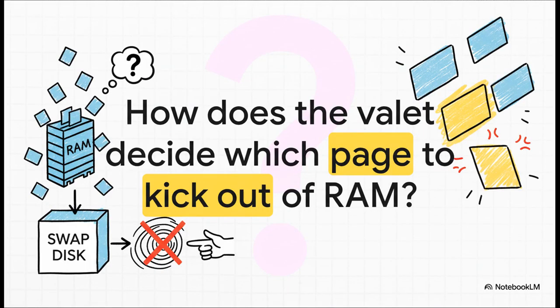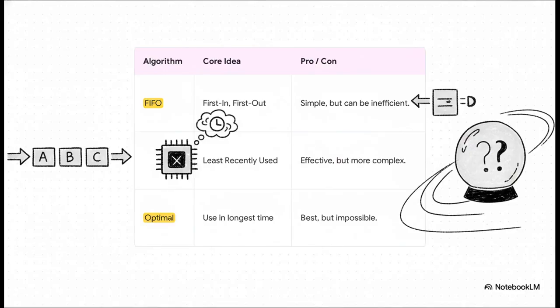So, this really is the million-dollar question, isn't it? To avoid thrashing, the system needs a really smart strategy. When the main lot, the RAM, gets full and you need to bring in a new piece of a car, you have to send another piece out to the overflow lot. You have to kick one out. But which one? If you pick the wrong one, you might need it again just a split second later, causing another page fault. And that brings us to the different strategies, the page replacement algorithms.